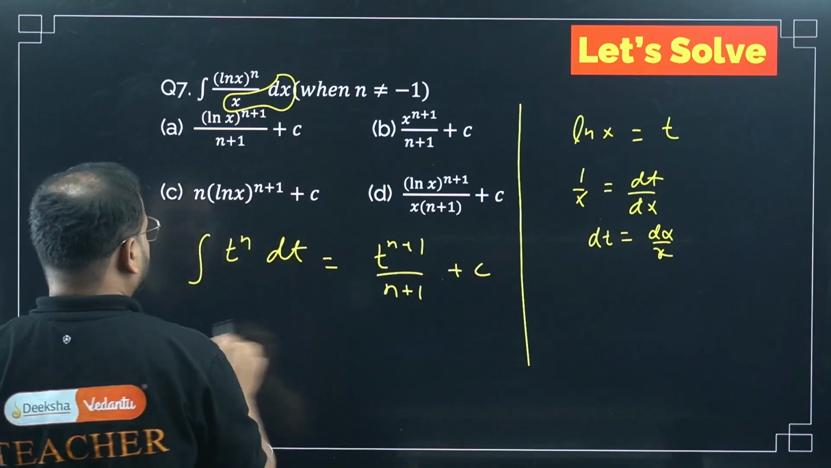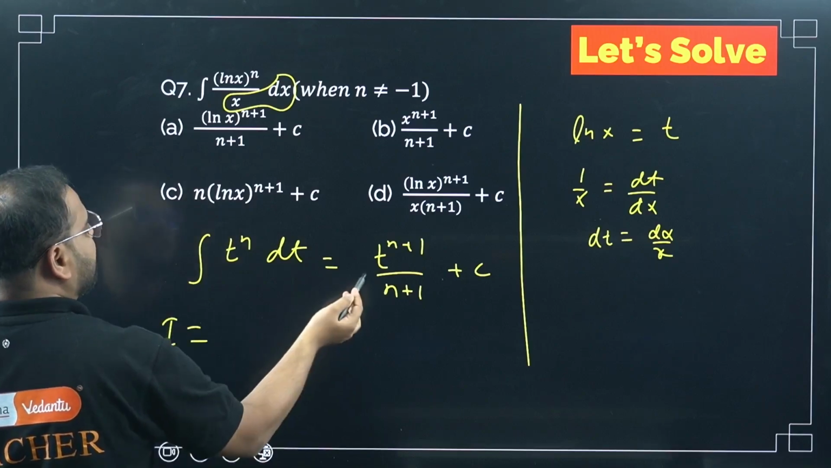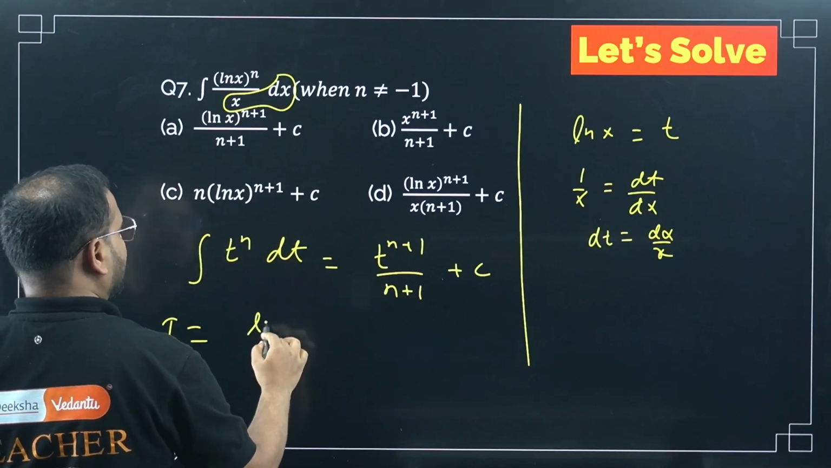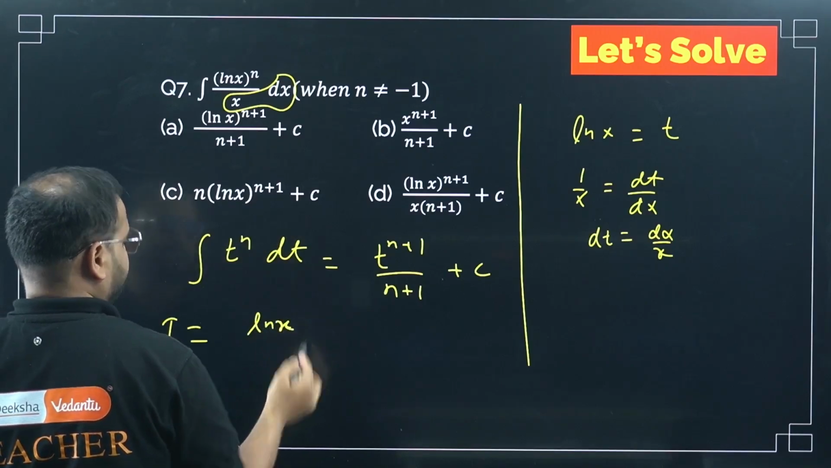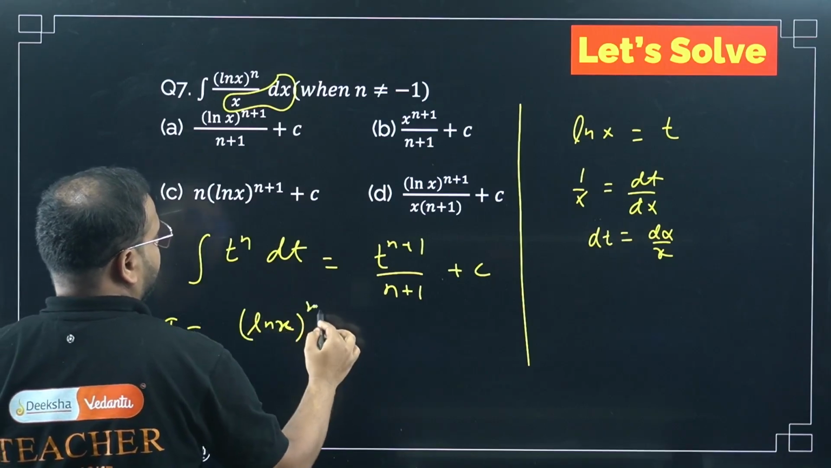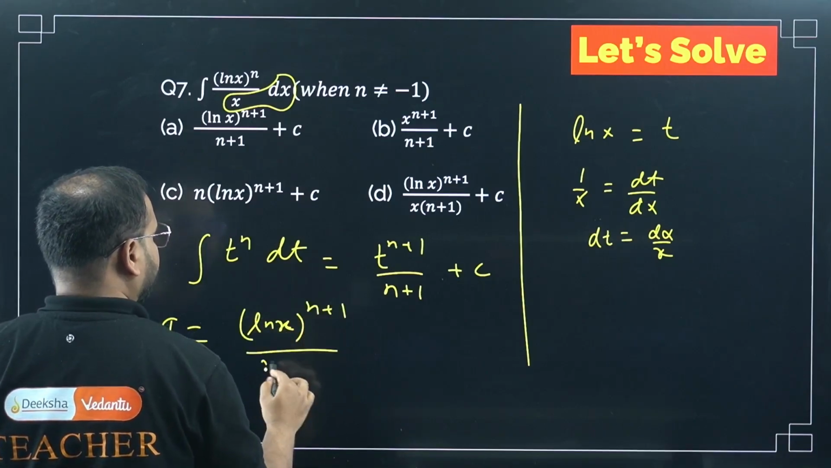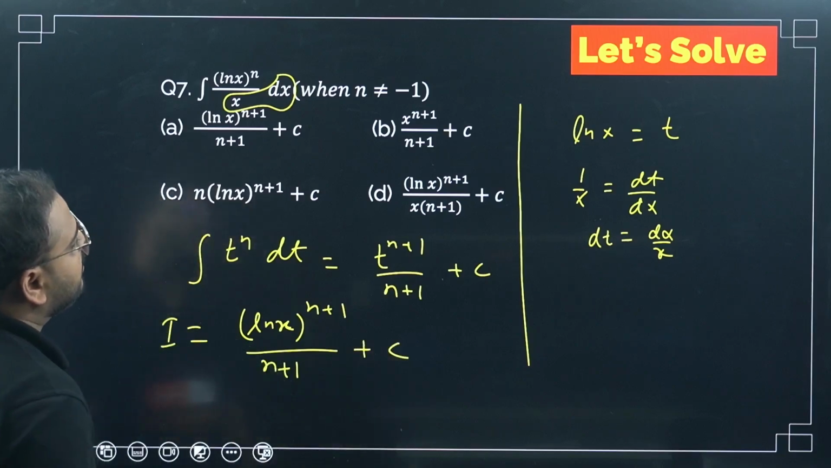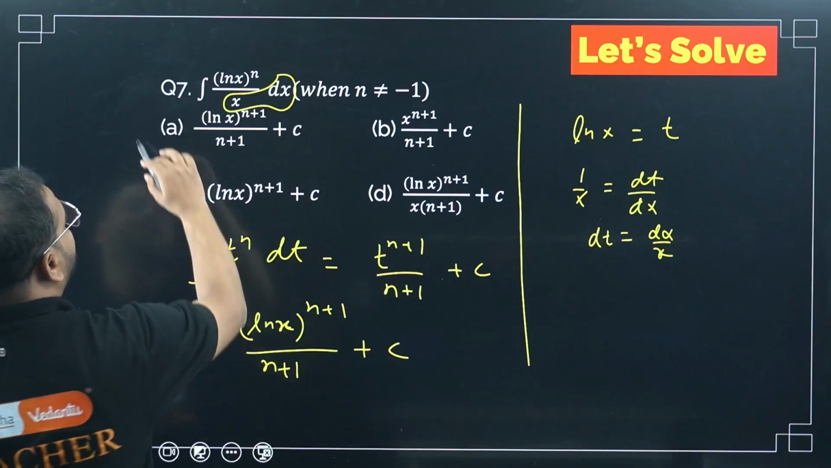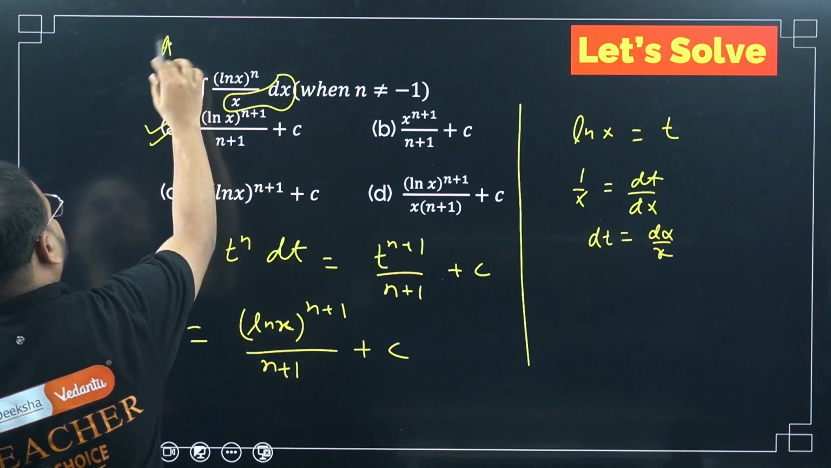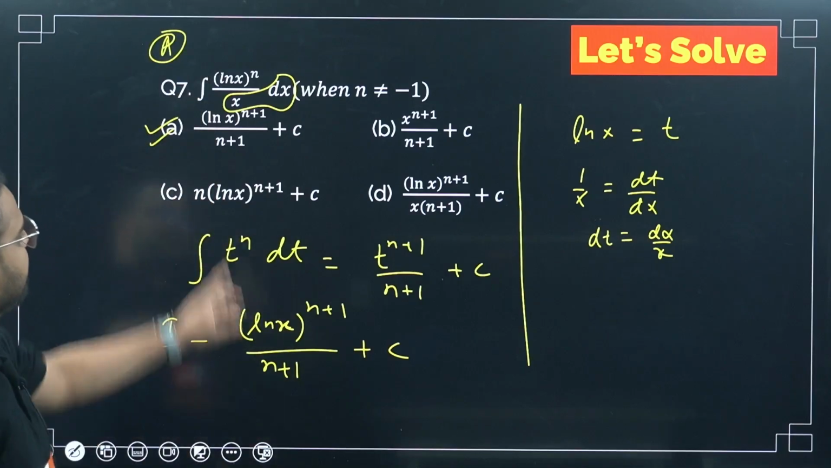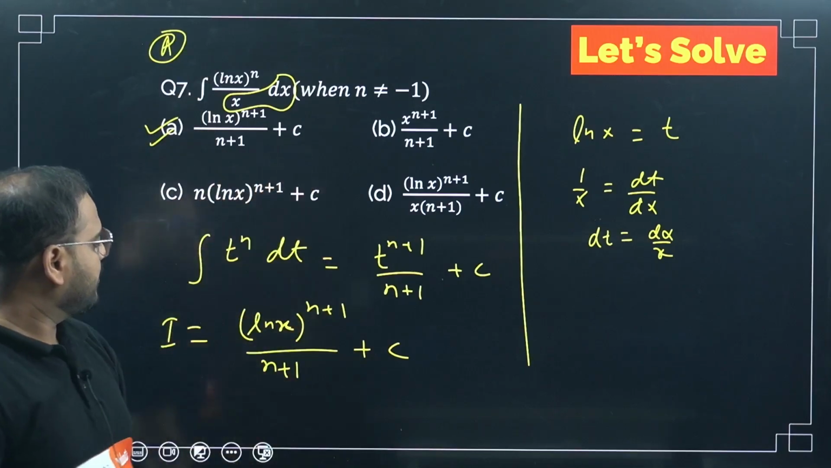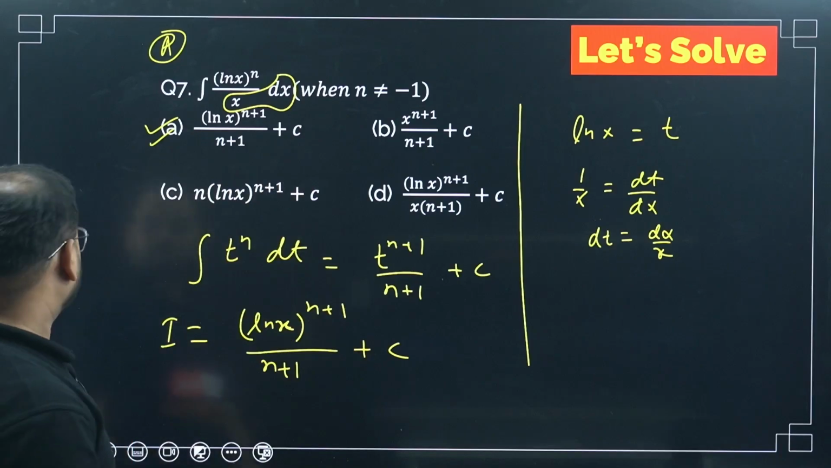Right? So what is my integration going to be? Final answer. t value is ln x. So ln x to the power n plus 1 upon n plus 1 plus c. Any option like this? Correct. ln x power n plus 1 upon n plus 1 plus c. Option number A is correct.